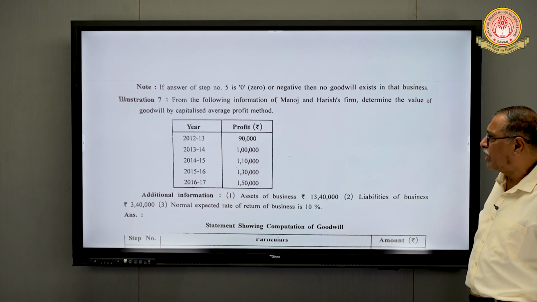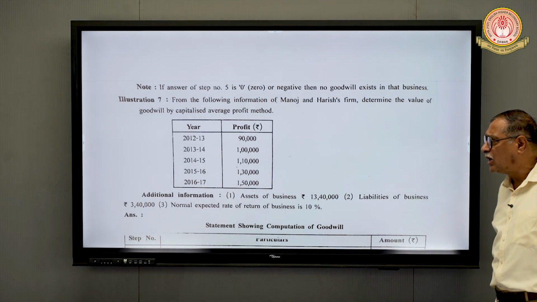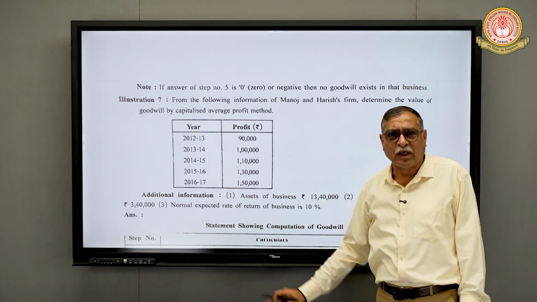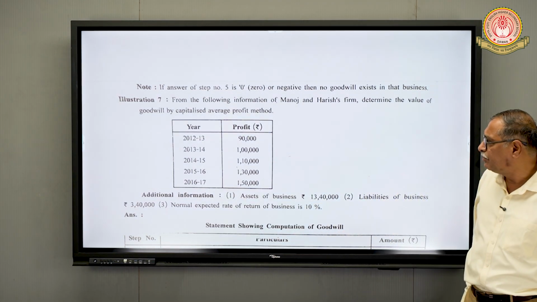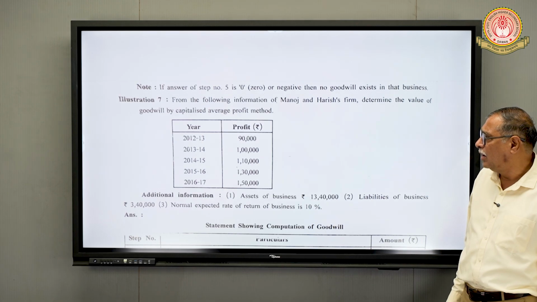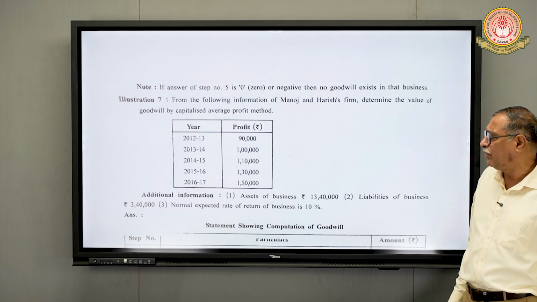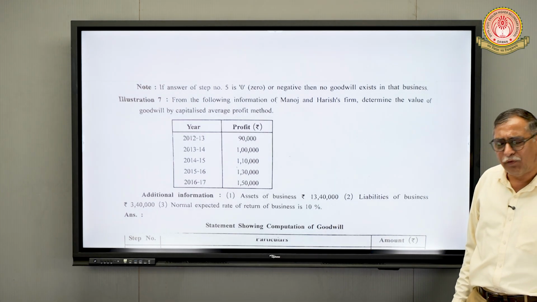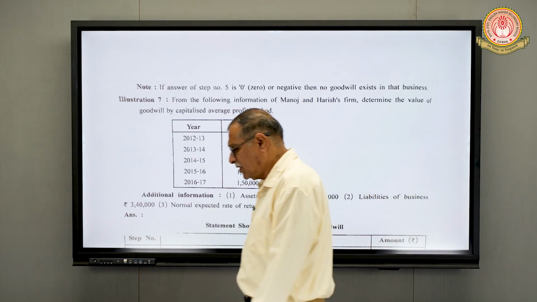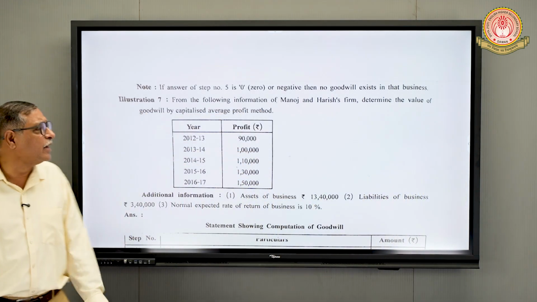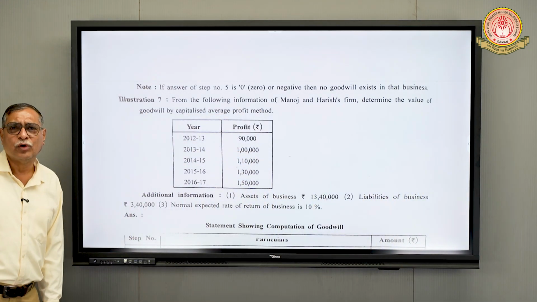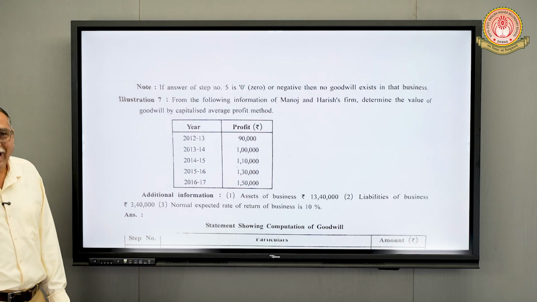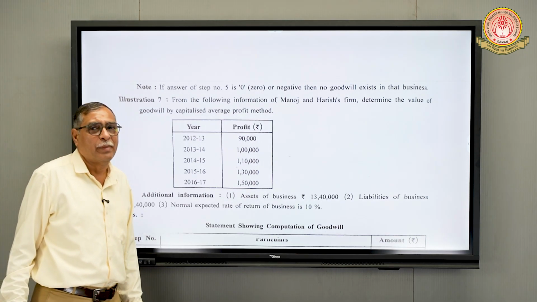Now we can see what information is given in the question. This is the profit given in the question. What are the profits? 91, 110, 130, 150. So is the profit increasing? Yes, it is increasing. So what you have to do? You have to use the weighted average profit method.